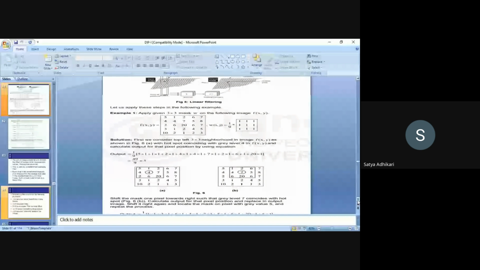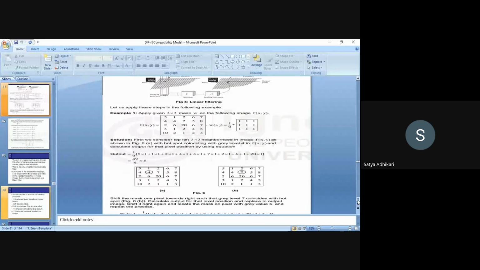Similarly, the work of the 4 which was on the hotspot is over. We have to shift the mask towards the right. If the mask is shifted to the right, the 7 will be the new hotspot. The pixel which was 7 is marked in figure 6B, the solution part.